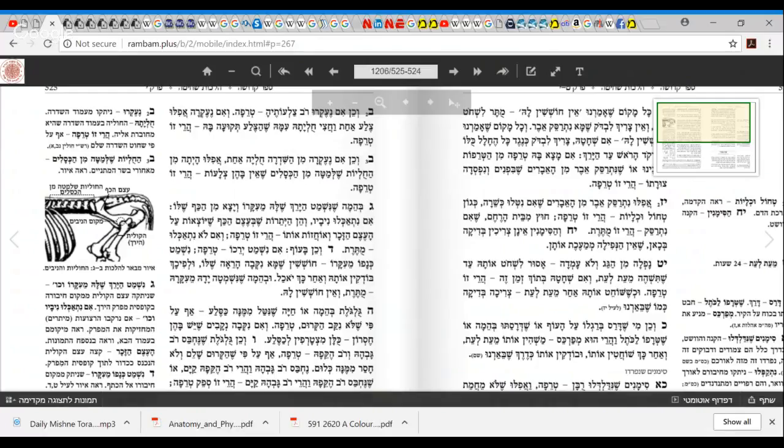So an animal whose femur has been dislocated from its root, from the place that it is supposed to be, and it comes out of its socket, out of the acetabulum.